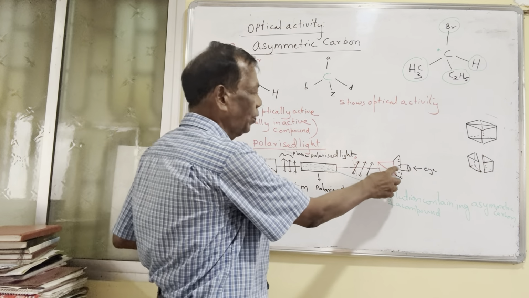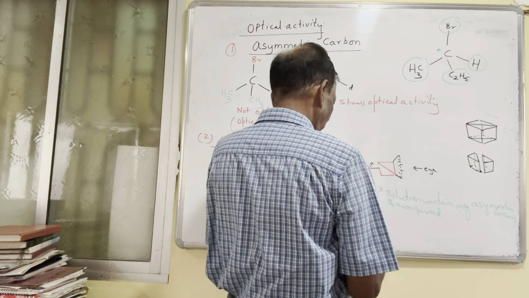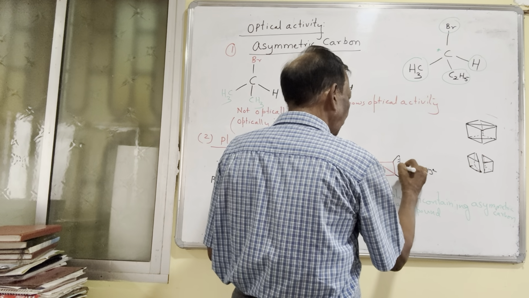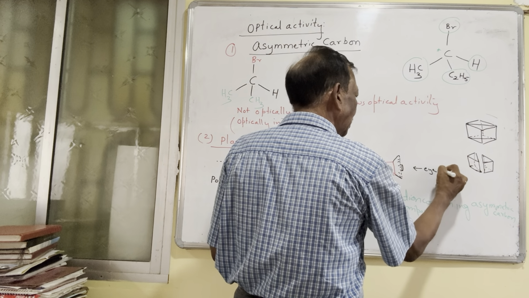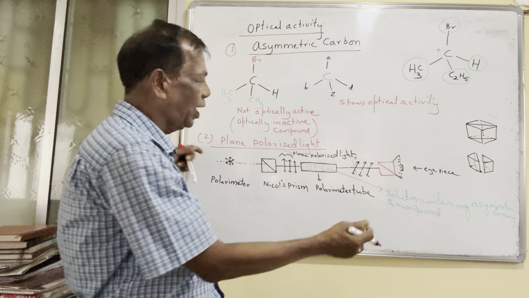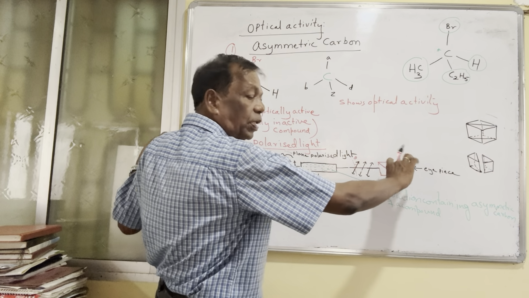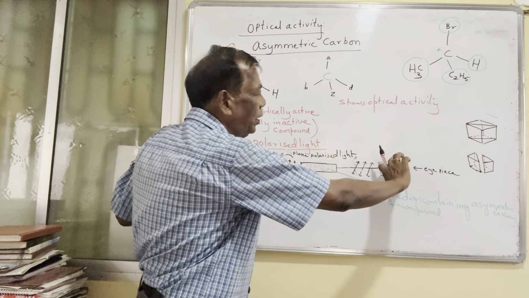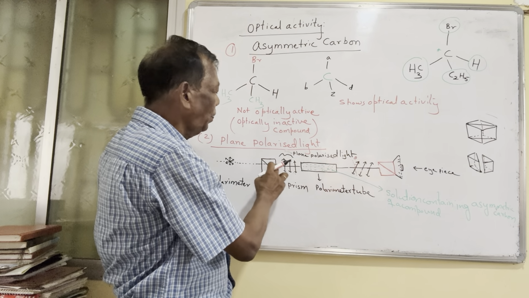This is the angle of rotation here. I need not show this eyepiece again, eyepiece we can say. If you just see the rotation over here, as you rotate this, the light becomes visible again.